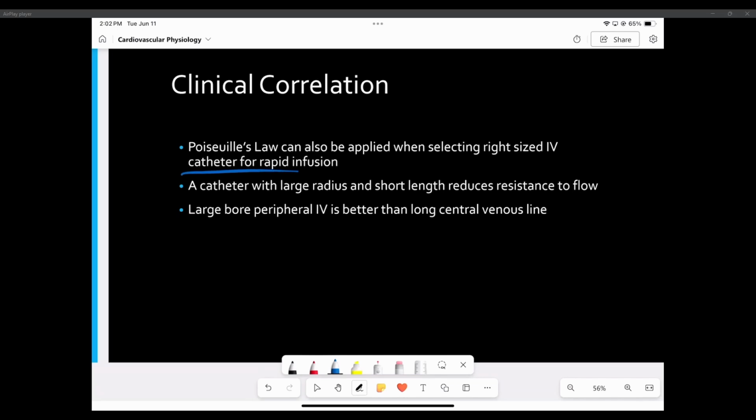So IV catheters. A catheter with a large radius but a short length reduces the resistance to flow. A large bore peripheral IV is better than a long central line for fast infusion of products. So if you're ever infusing fluids, it's faster to go through an IV line because you have less resistance to flow, because the radius is bigger and the length of that IV tubing, that needle that's actually in your arm, is smaller. That provides greater flow through it. A central line goes to the neck and it's going to come all the way down. It's got a long tube. That's going to impede the flow. It's very good for medication administration through a central line because it doesn't matter the speed at which you get the medication. But for fluids, those things do matter.